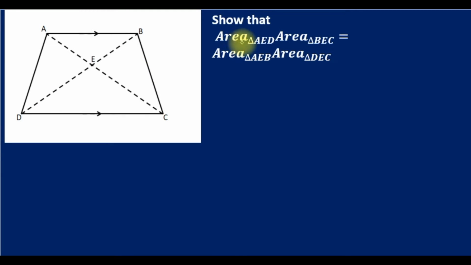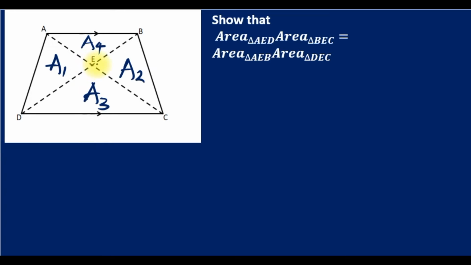We have to show that area of triangle AED times area of triangle BEC equals area of triangle AEB times area of triangle DEC. So if we call this A1, call this A2, we'll call this A3, and finally we'll call this A4. We're asked to show that the products of the opposite areas are equal. If you multiply this, that is equal to the product of this.